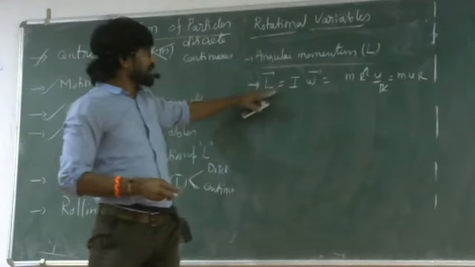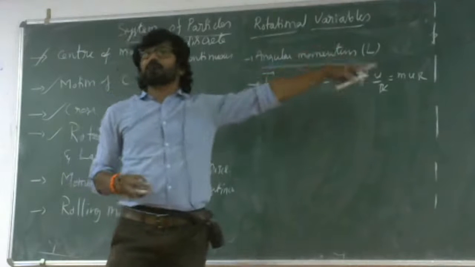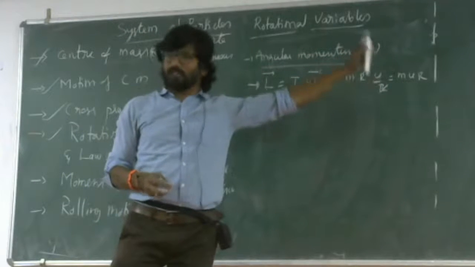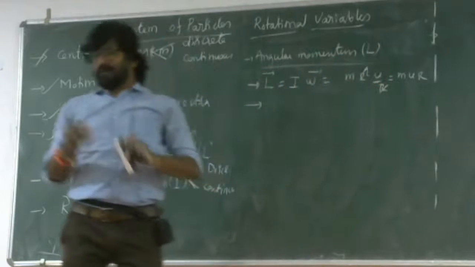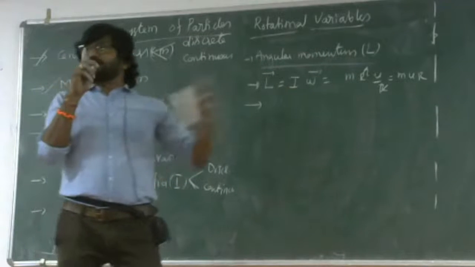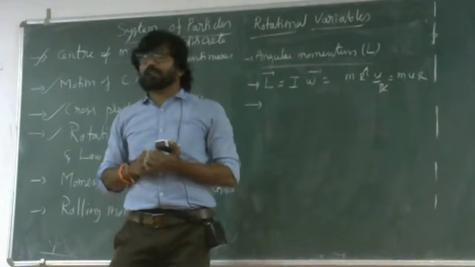So angular momentum can also be expressed as mvr in terms of linear variables, and in terms of angular variables, I omega. Here m is the mass, v is the linear velocity, and r is the distance of the axis of rotation from the center of mass or center of gravity.